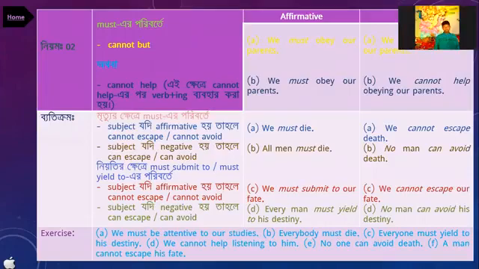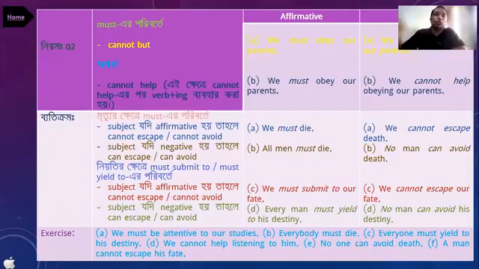Snehangshu. No one can escape death. Snehangshu, the opposite of everybody is nobody. Sorry, sir, opposite of everyone is no one or none. So nobody can escape death or nobody can avoid death. You can use can escape or can avoid. Good. Now, after Snehangshu, Joyram.